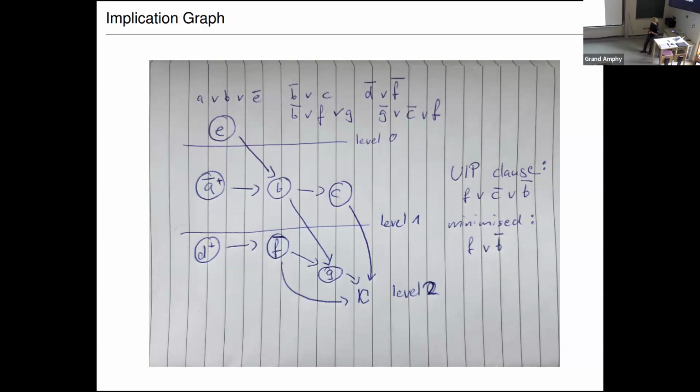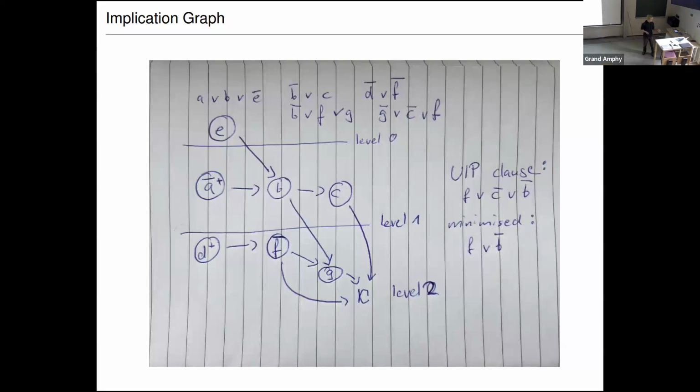So, okay, we get a resolution proof for this first UIP clause by simply saying, okay, we resolve the conflict clause with this clause here, and then resolve also with this. Oh, I think it's just one. Is it? Maybe two resolution steps. Yeah.